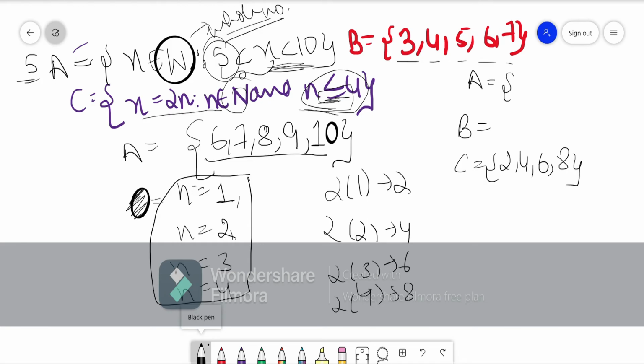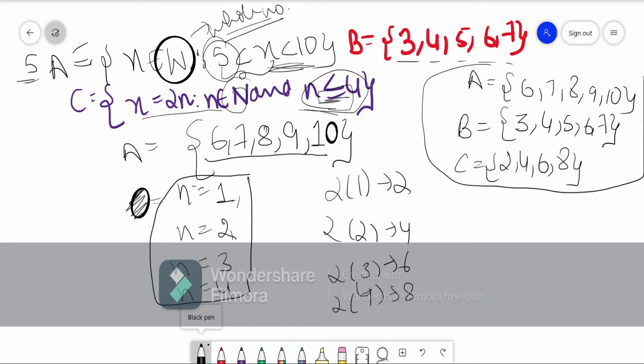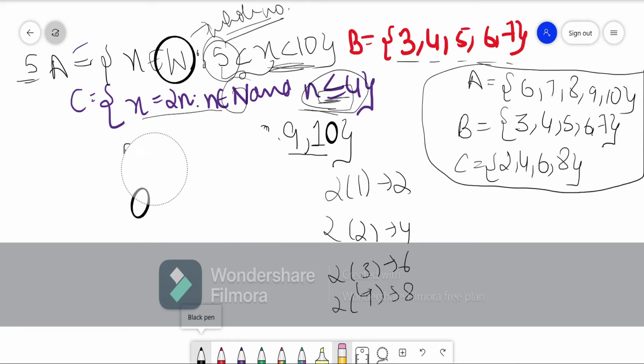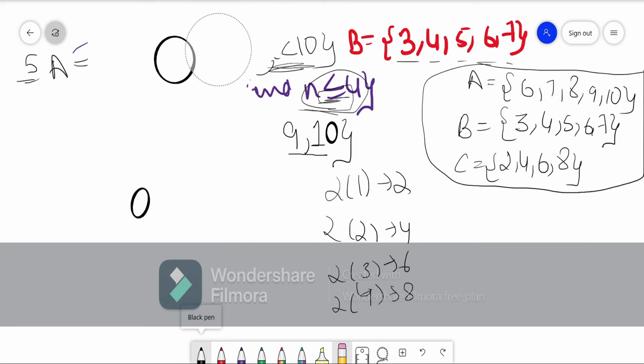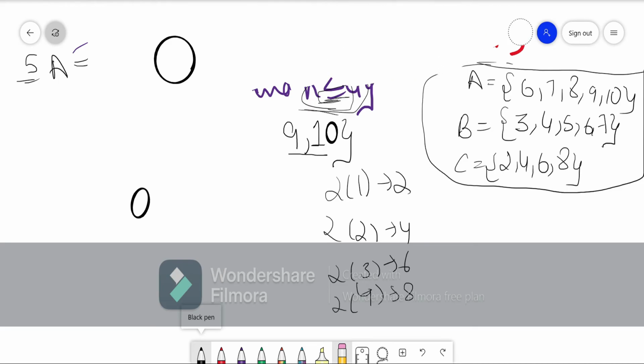So elements of set A are 6, 7, 8, 9, 10. Right? And the elements of set B are 3, 4, 5, 6, 7, right? So we have found out the elements from these sets, set A, set B and set C, right? Now let's see the question, but before that let's erase all of this mess so that we can understand the question clearly.